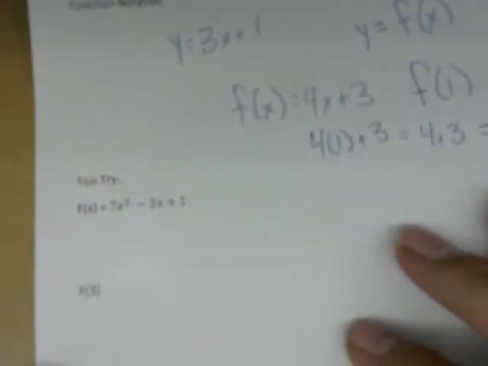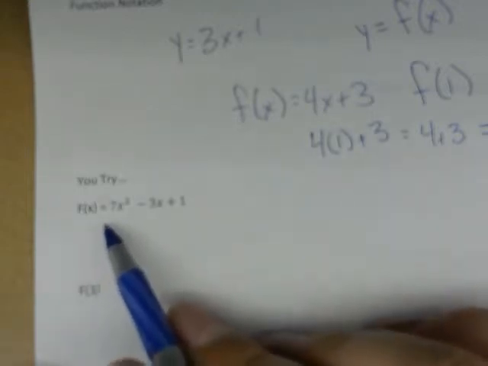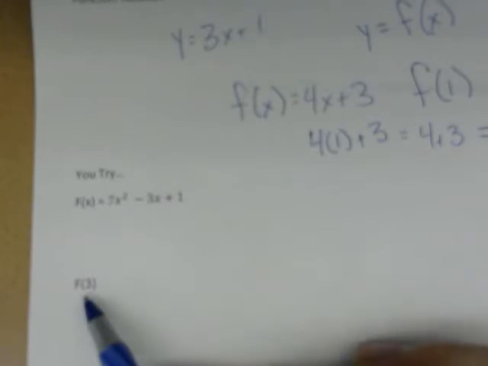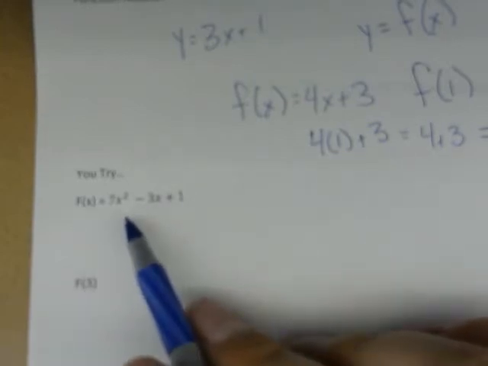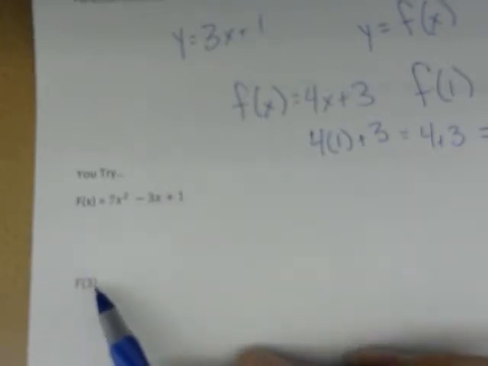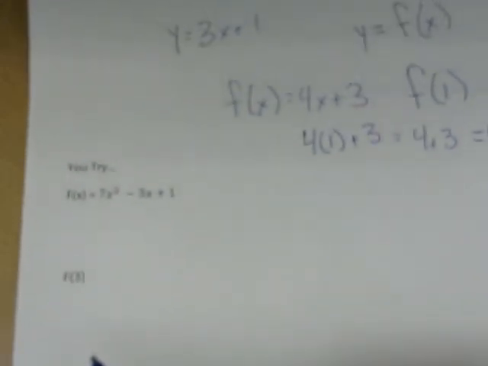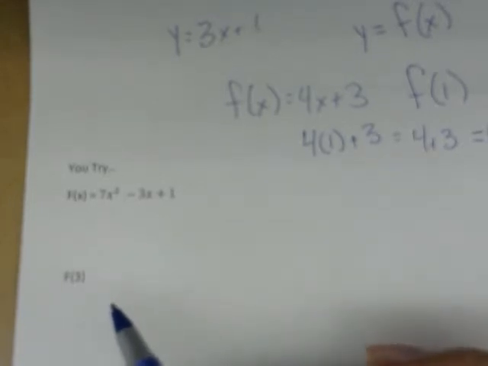That's essentially all you're doing for these next ones. F of 3, if you have f of x equals 7x squared minus 3x plus 1, f of 3 means take all your x's and replace them with 3. Same thing with f of 6. So you guys try these out and then play the video again when done.